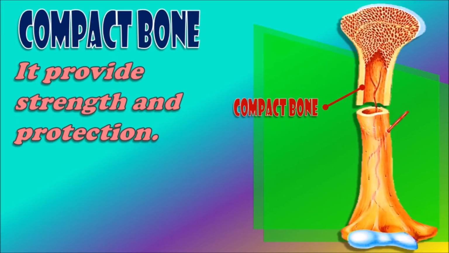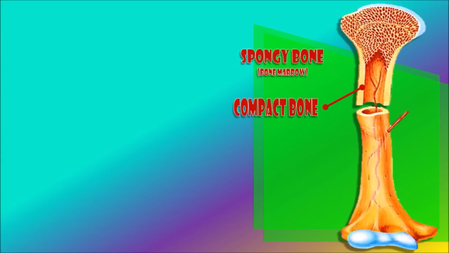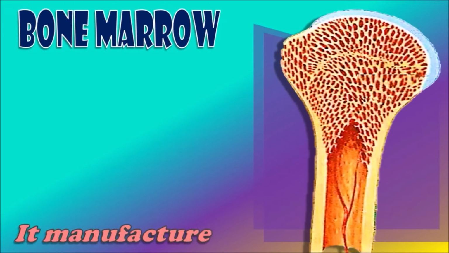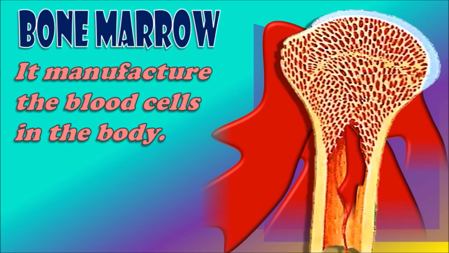The outer layer of the bone is made up of compact bone. Compact bone provides strength and protection. The inner layer of the bone is called spongy bone. Spongy bone contains a jelly-like yellowish substance called bone marrow. The bone marrow is very important because it manufactures the blood cells in the body.